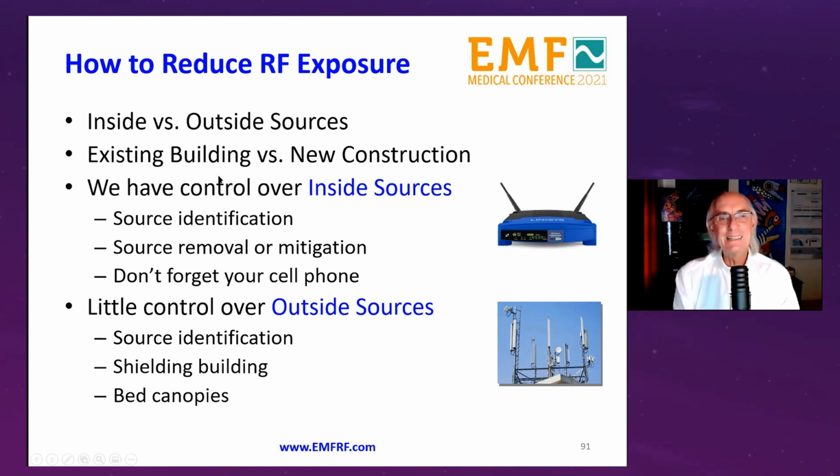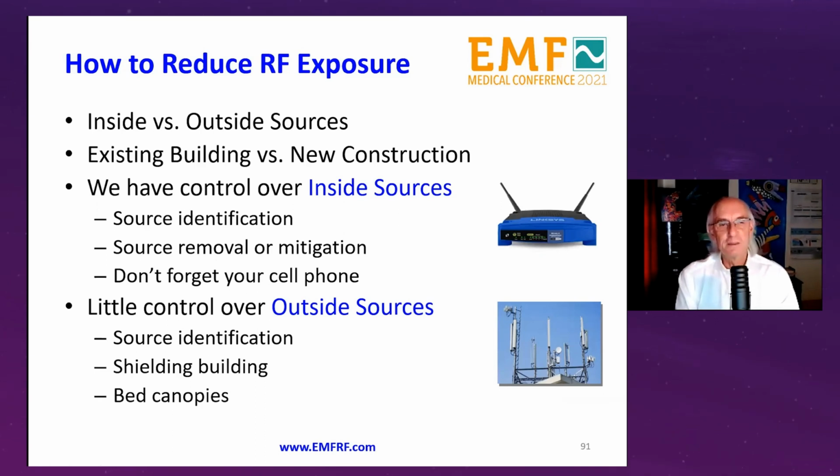So let's deal with the inside sources. What's the first way? Elimination. Can we let go of it, right? If not, can we replace it with a less emission device? Can we shield it? Or can we let go of it? And we shouldn't forget the most significant indoor RF source is our cell phone.